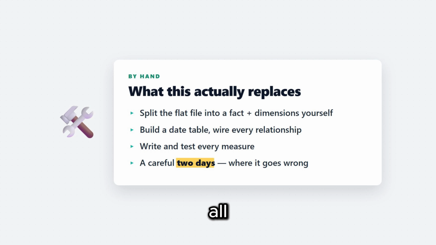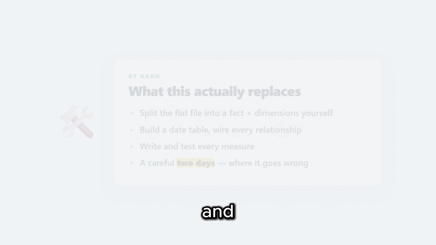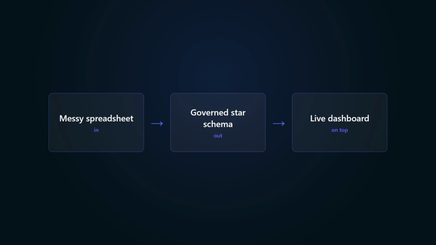This compressed all of it into one prompt, and it did not skip the hard part to do it. And it is completely repeatable. New data, same prompt, the same clean model every time. Your boss wants a new view tomorrow? You do not dig through menus for an hour. You just ask. Messy spreadsheet in. A governed star schema model out. A real live dashboard on top. That is the entire point of this video.